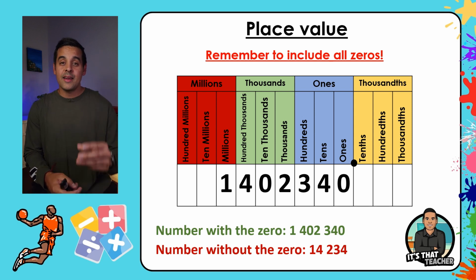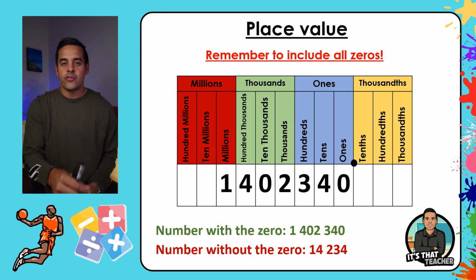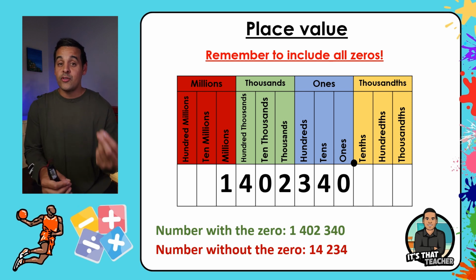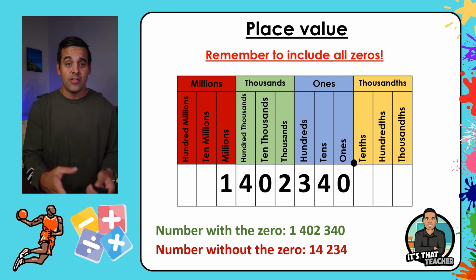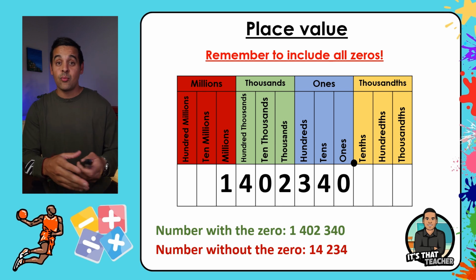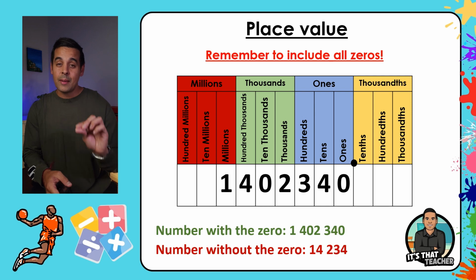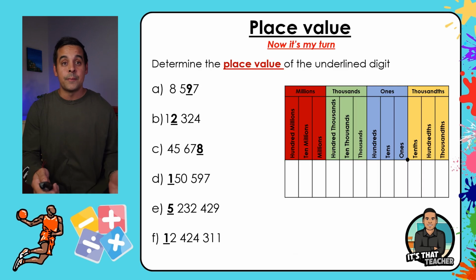So 1,402,340. If you didn't include those zeros, if you didn't think those zeros had value, the number would be 14,234. So you need to make sure that the 0 is extremely important in place value. And even though technically it's worth nothing, it's still a very key component into the number. Without it, the number is completely different.